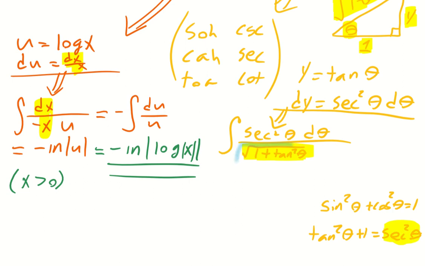So let's just simplify this expression here. We have the square root of the secant squared of theta, but that's just the secant of theta.